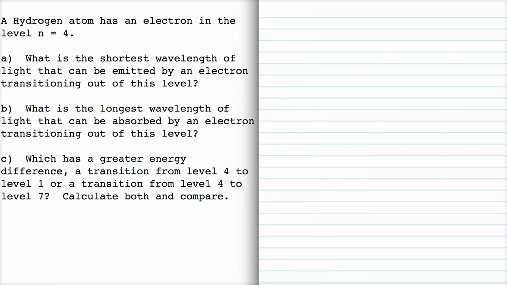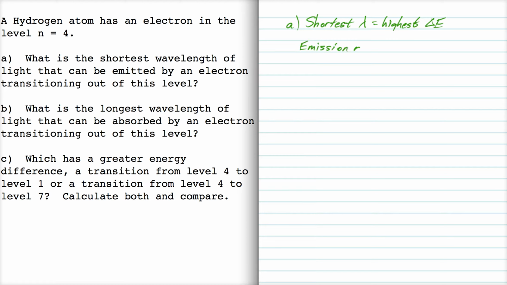Well, for hydrogen emission and absorption, I guess part A is asking for the shortest wavelength of light. Okay, so the shortest wavelength means the highest energy, or the highest energy difference between levels. And we're going into emission.